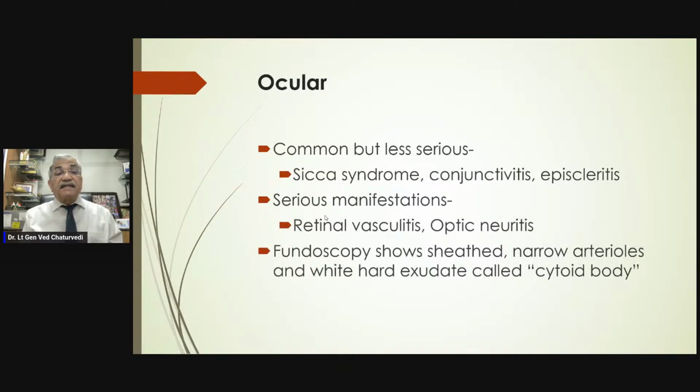So, as I said, every organ is involved. The eye can also be involved. It can involve the sclera, the conjunctiva, dry eyes, vasculitis in the retina, and optic neuritis. And fundoscopy will show some exudates we call cytoid bodies.